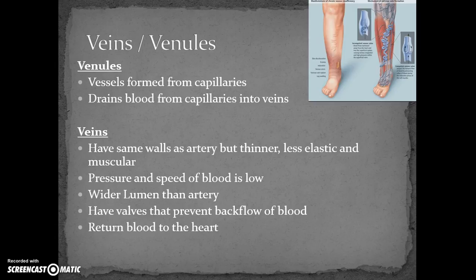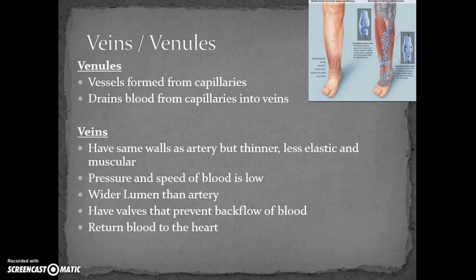They have the same walls as arteries, but they're thinner and less elastic and muscular. This is because the blood isn't going to be going through such a high pressure. The pressure is much lower in terms of arteries. Due to this, they have a wider lumen. So if we think of the hose example again, if your hose pipe has a wider end, it's not going to come out as quick.